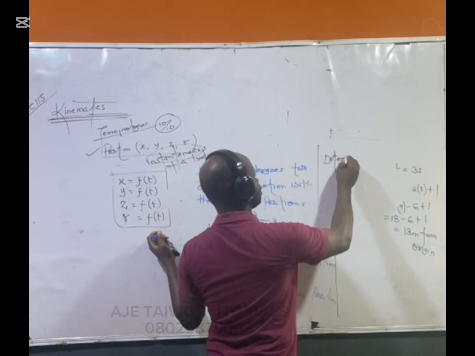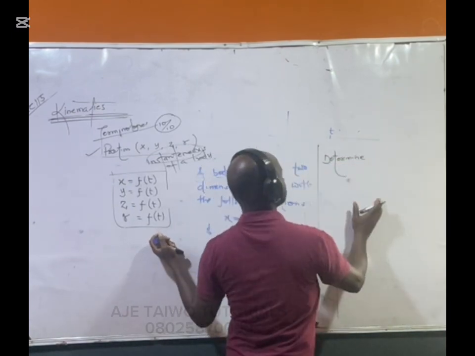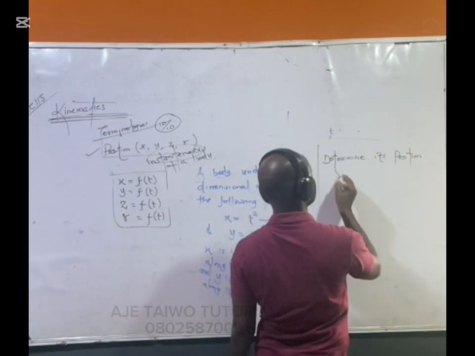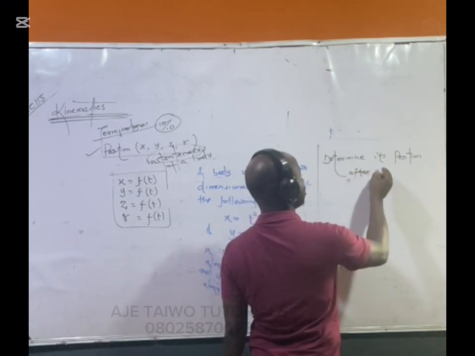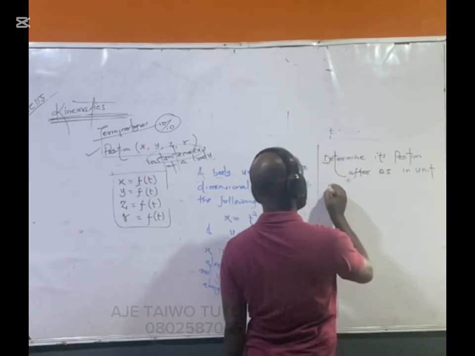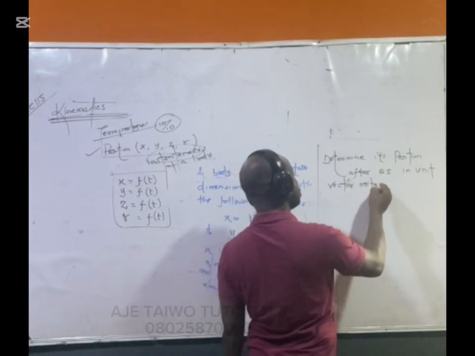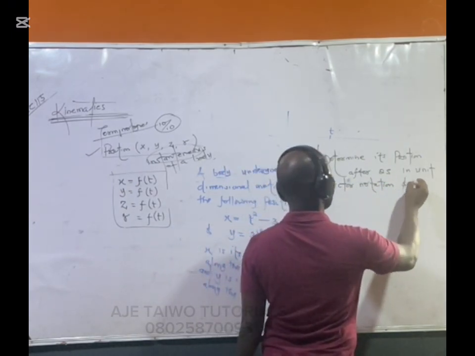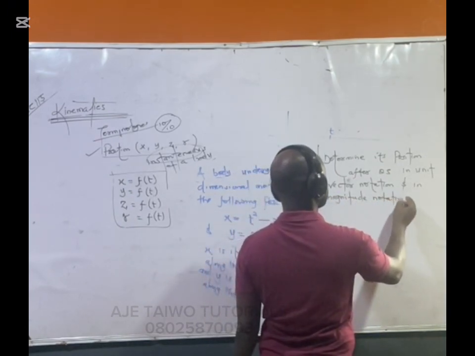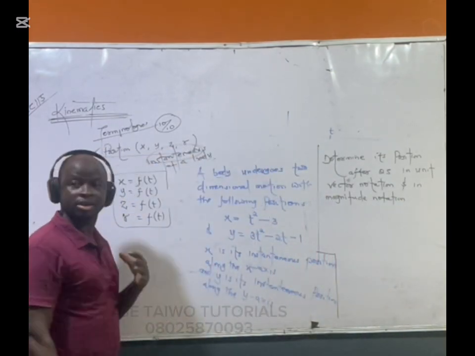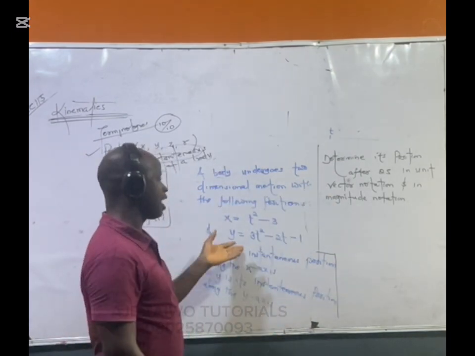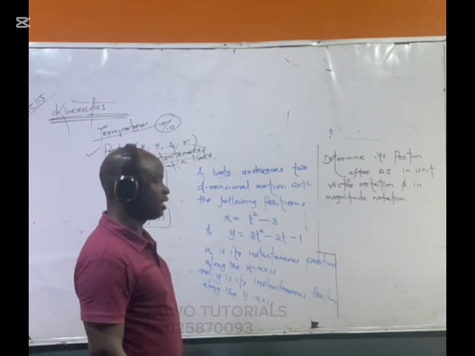Determine its position after 2 seconds, in unit vector notation and in magnitude notation. Now, watch it. Don't be scared. In an example, I can give you a page for a question, but the answer is just a line.